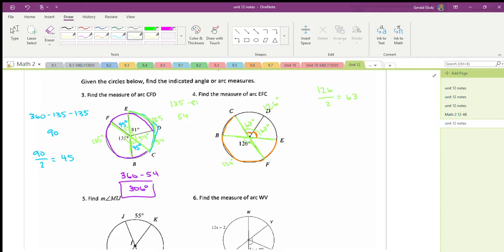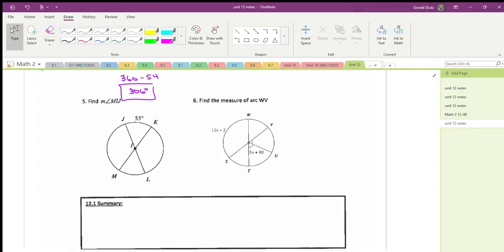I could use all that information to find these two missing angles like we did in the last one, but to save some time, I'm just going to get the answer because now I know this arc right here is the only part of the arc that is not shaded, and that's 126. So if I do 360 minus 126, that will tell me the orange arc. So that would be 234, I believe. So from E to F to C, it's 234 degrees.